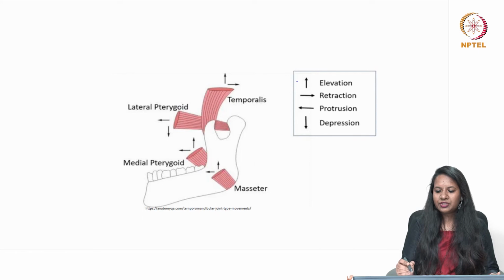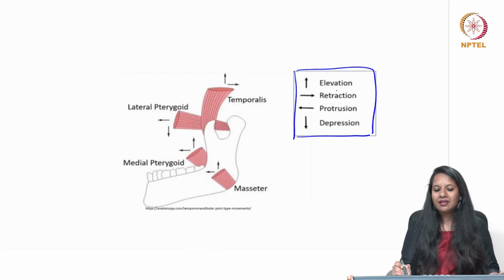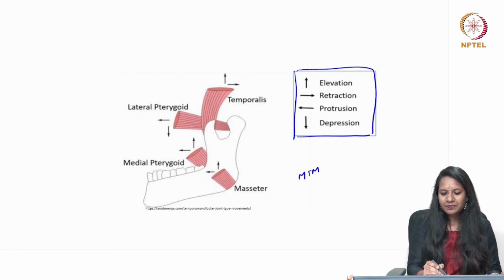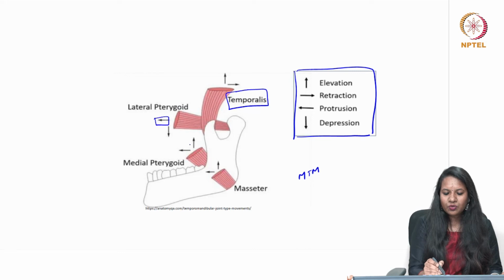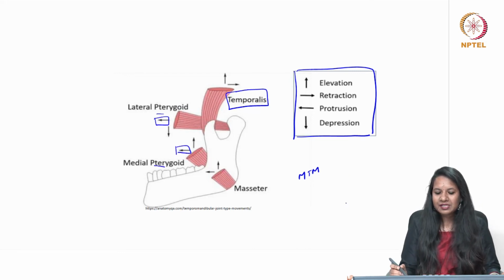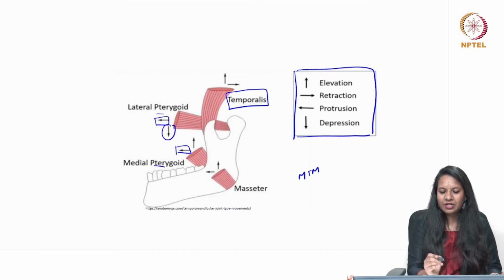The picture is given with the arrow marks so that it will be easy for you to understand. The muscle that elevates, that is which closes, is again MTM, that is masseter, temporalis and medial pterygoid. Retraction is mainly by the posterior fibers of the temporalis. Protrusion is mainly by the two pterygoid muscles, that is lateral and medial pterygoid, and the depression is mainly taken care by the lateral pterygoid.